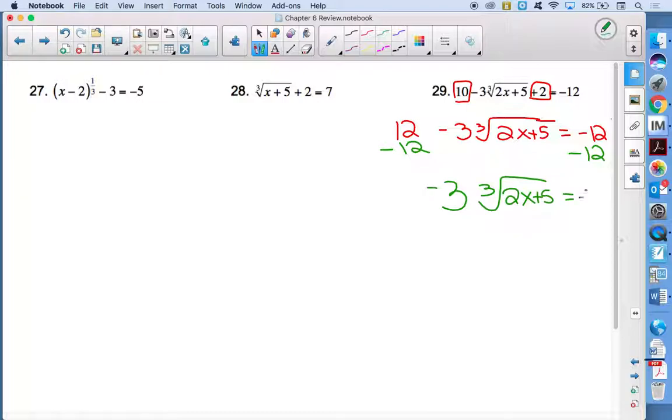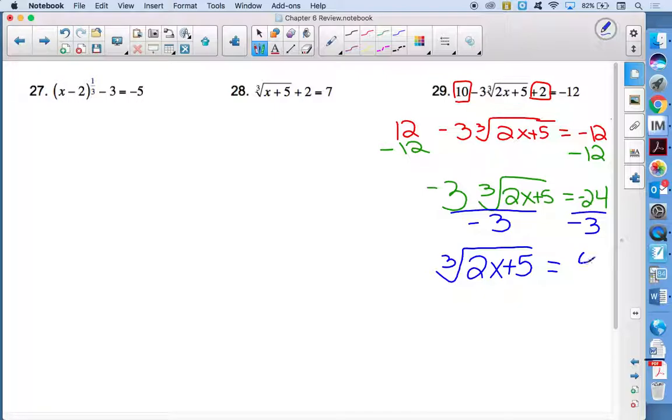So that gives us negative 24. And then, Paige, you can divide negative 24 by negative 3. Great. So to get the radical by itself, there's still a negative 3 in front of it, so let's divide by that negative 3. So now we have the cube root of 2x plus 5, and that's equal to 8.